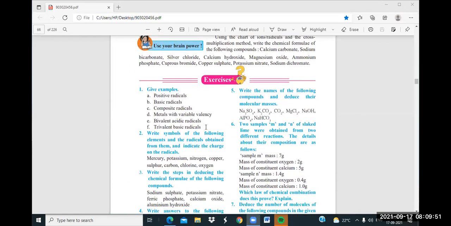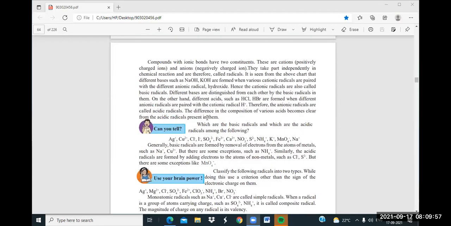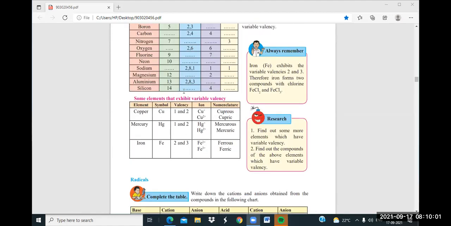Now then, metals with variable valency. Metals with variable valency, just we have seen here. Where is it? See, in front of you, this copper, mercury, iron. You can write this symbol and its valency. This 3 is sufficient for it. You can write this whole table as it is, no problem about it.